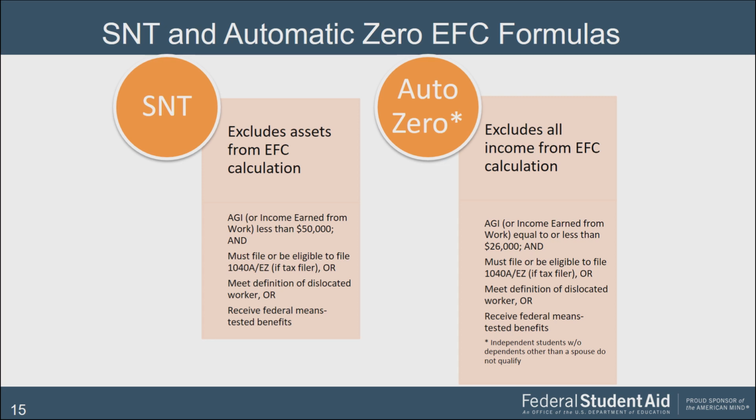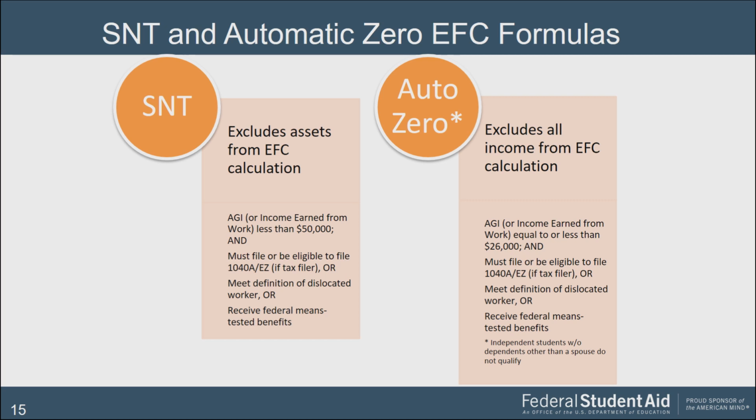If you say that you didn't, we have no more questions to ask you to determine your eligibility for simplified needs, and we will just go ahead and start asking you the remaining financial questions. If you did not file a tax return, then eligibility is based solely on the total income earned from work. If the total income earned from work is less than $50,000, then you're eligible, and we won't ask you any of these other questions. So that's for the simplified needs test.